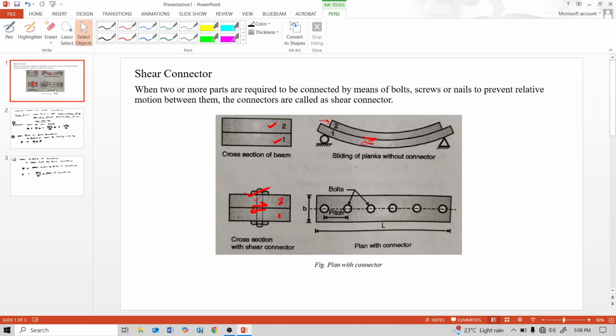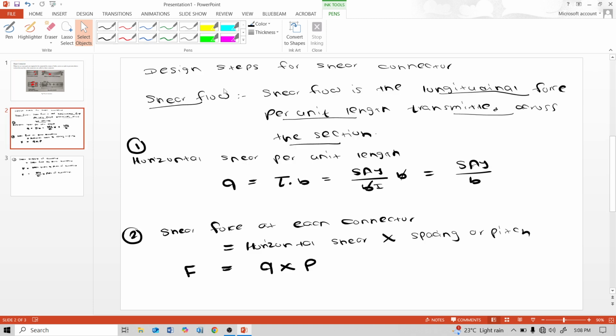So these are the design steps for shear connector. The design steps start with shear flow. Shear flow is the longitudinal force per unit length transmitted across the section. Horizontal shear force per unit length is small q equal to tau into B, and this horizontal shear per unit length is SAY upon B, and shear force at each connector is equal to horizontal shear multiplied by spacing or pitch. F is equal to Q into P.